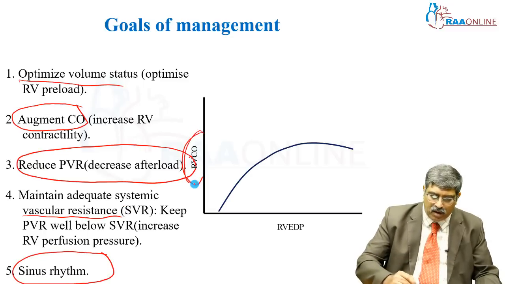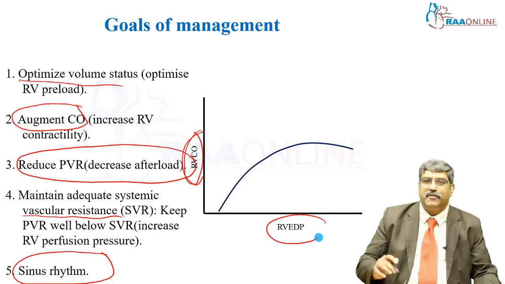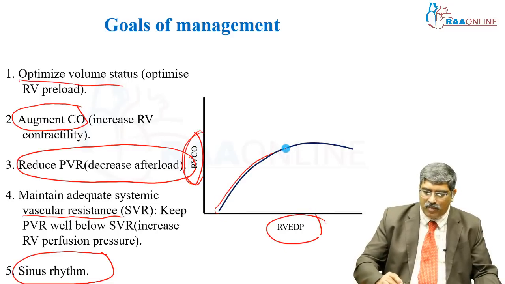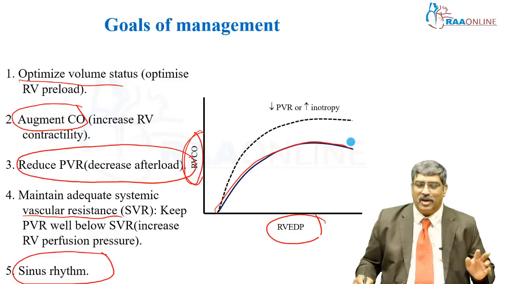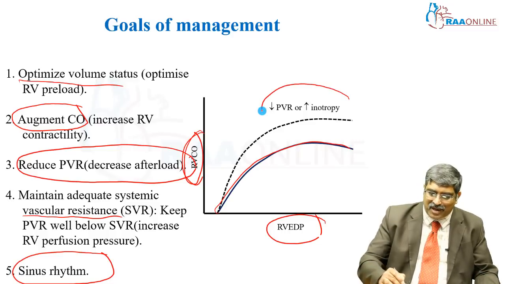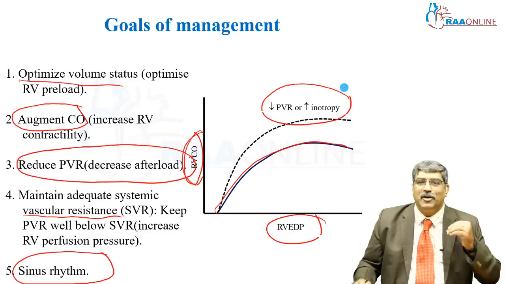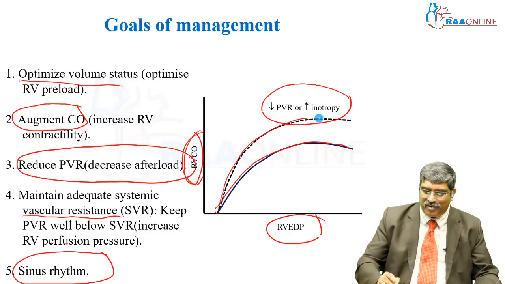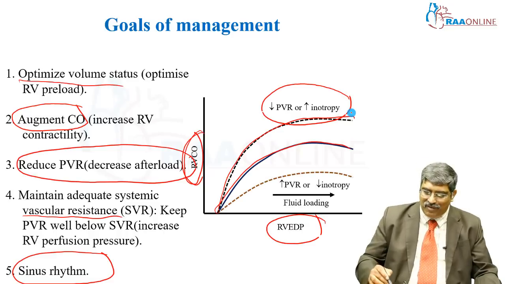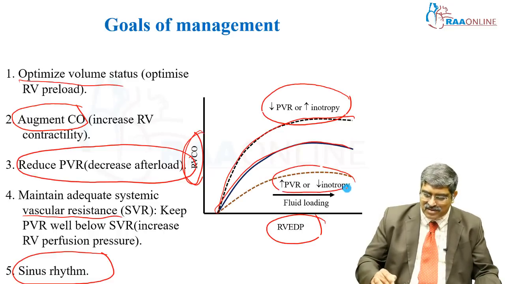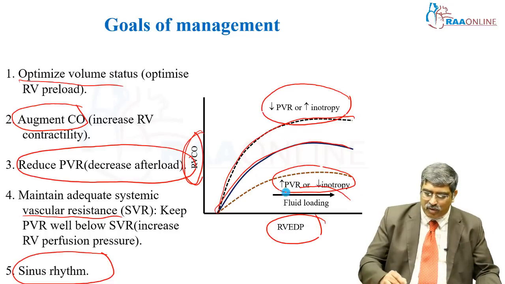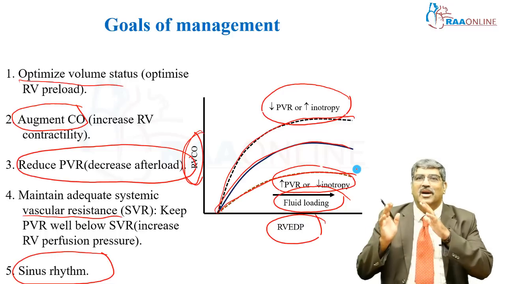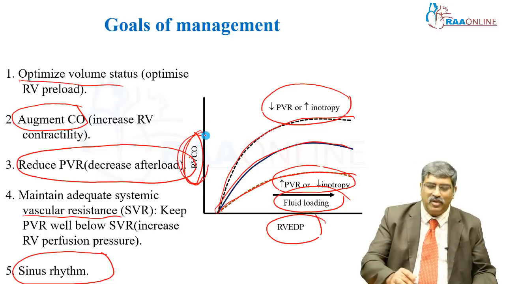When you compare the RV cardiac output with the right ventricular end-diastolic pressure, this is the normal curve. So you have two things here, your pulmonary vascular resistance and your inotropy. When you decrease your pulmonary vascular resistance and increase the inotropy of the right ventricle, the performance improves. When you have increased pulmonary vascular resistance, or your contractility of the right ventricle is altered, or you have too much volume overload, the curve is shifted towards the base and your right ventricular cardiac output falls.